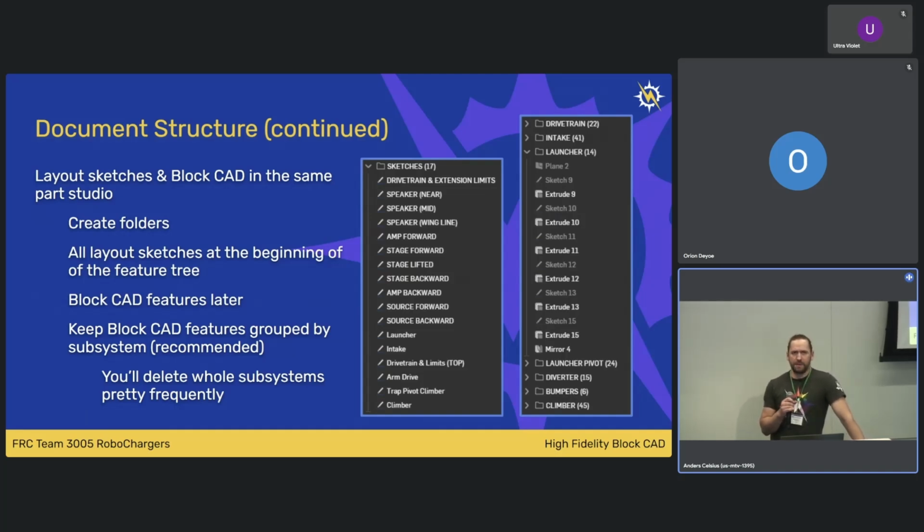And generally speaking, if you find yourself in a situation where you feel like you need to model part of a subsystem, model another subsystem, and then go back and finish the earlier subsystem, generally that means you didn't put enough detail into your layout sketch. The other nice thing about having these big groups, everything for the intake all in a straight line in the feature tree, is you can then just delete that whole subsystem and remodel it, without having to hunt through the feature tree to find all of the different features for it. And you will do that frequently during the block CAD process.